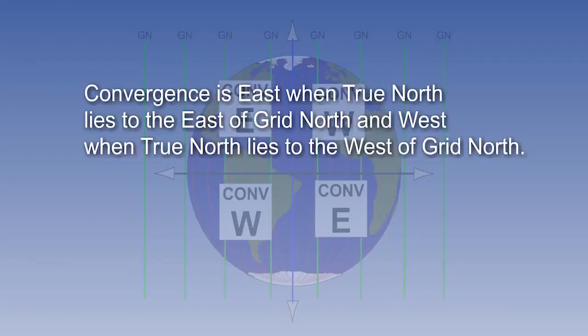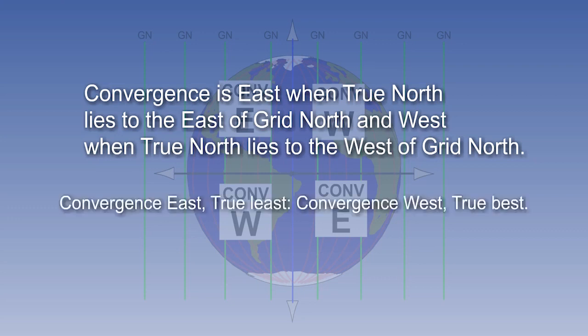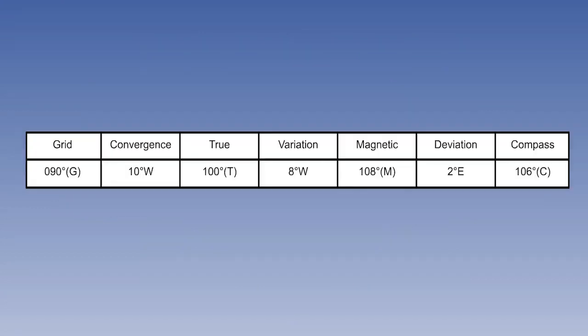Remember that convergence is east when true north lies to the east of grid north, and west when true north lies to the west of grid north. And remember, convergence east, true least, convergence west, true best. And finally, we showed that converting from grid to true follows the same simple rules as converting from true to compass, but note that the grid and convergence columns go on the left, if we are going left to right from true to compass.